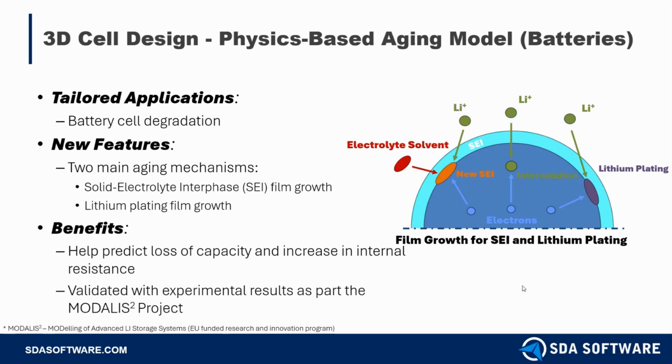Let's take a look at how these mechanisms actually work. Looking at the diagram on the right-hand side, we see that the SEI film is formed when the electron from the anode reacts with the electrolyte solvent and the lithium ion from the separator. On the other hand, lithium plating occurs when the lithium ion fails to intercalate and reacts with the electrons at the anode surface. These aging mechanisms will eventually cause loss of capacity and an increase in internal resistance, degrading the battery over time.